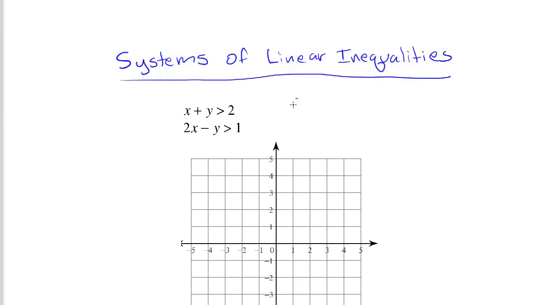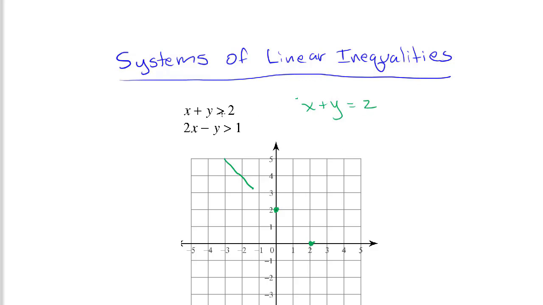I might begin by graphing the equations. x + y = 2. Well, how would I graph that? I'm going to plug in x equals 0. I know y equals 2 when x equals 0. And I'll plug in y equals 0 to get the x-intercept. x will equal 2 when y equals 0. I'll connect those points and I get the line for x + y = 2.